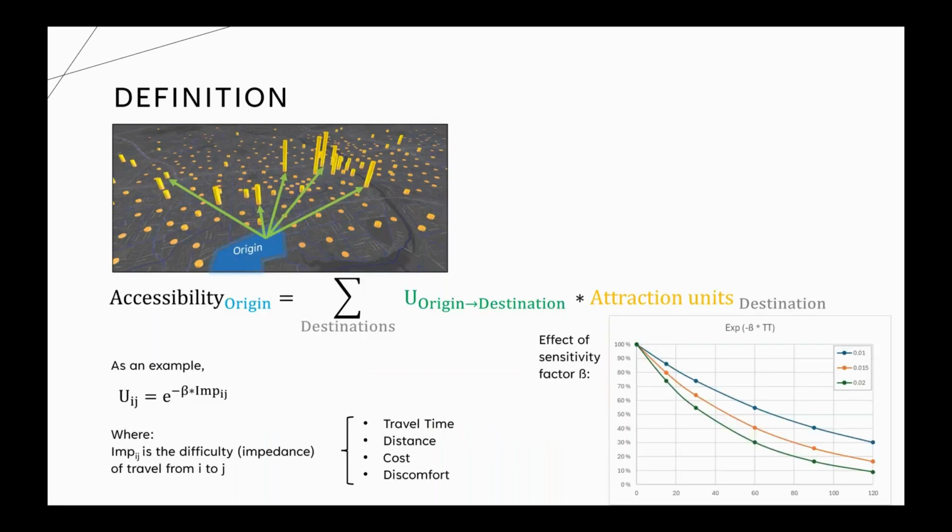Let's focus on the equation. So in this equation, as I mentioned, we are showing travel acceptance as utility of travel from origin to destination. This utility can have different forms. It can be simply inverse of travel time or the inverse of exponential function of travel time, like in here. It can also have other forms depending on what works best for our analysis.